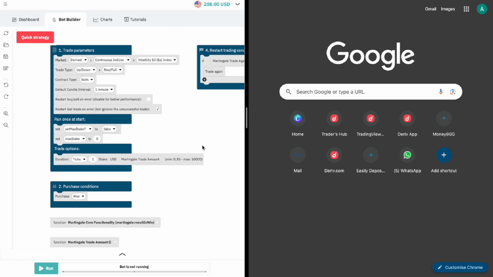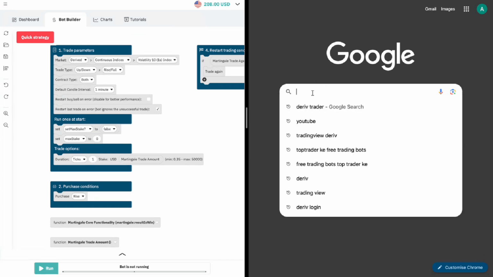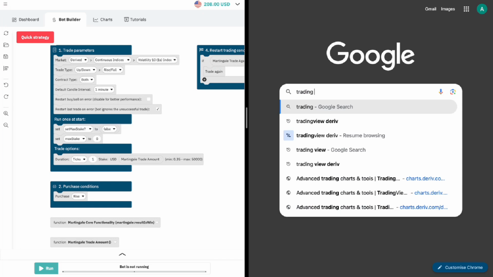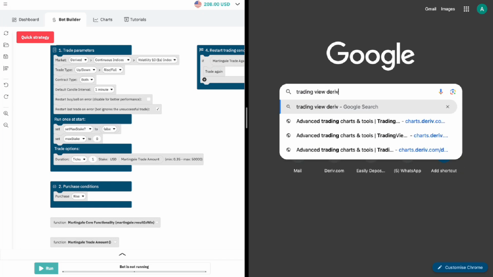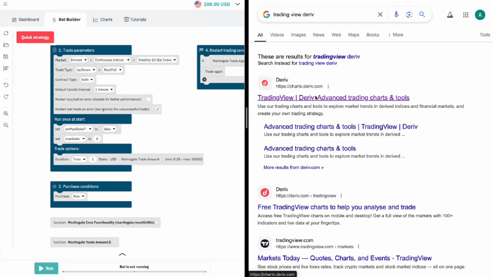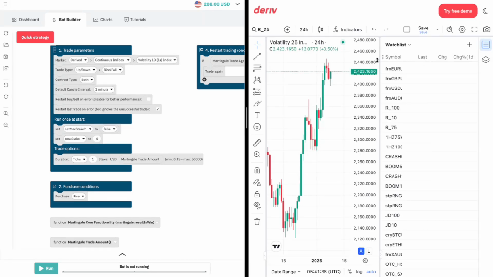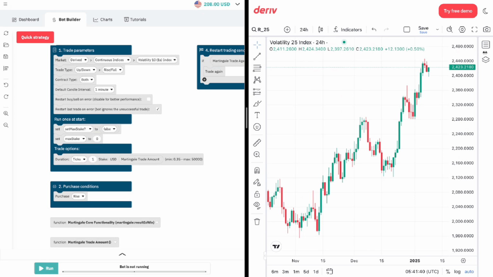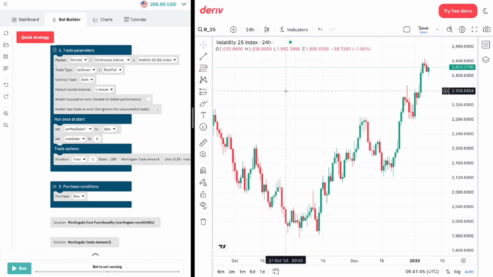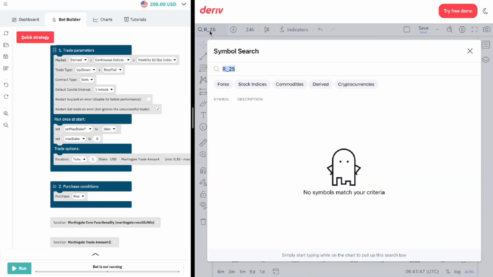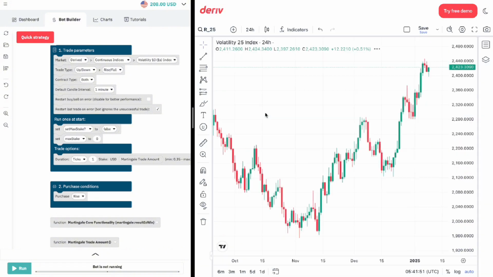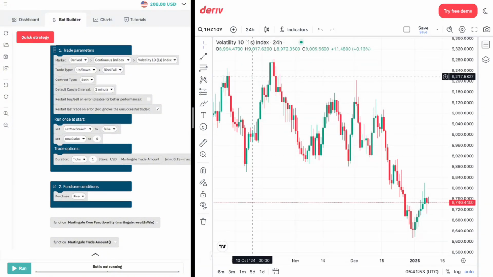So our bot is on the left hand side, and then we'll open TradingView Deriv on the right hand side, this first one. We're going to close the watch list just by dragging it. You can drag the bot a bit more, and then here is where you get the derived indexes. So just delete that and put 101S like we have on the bot.